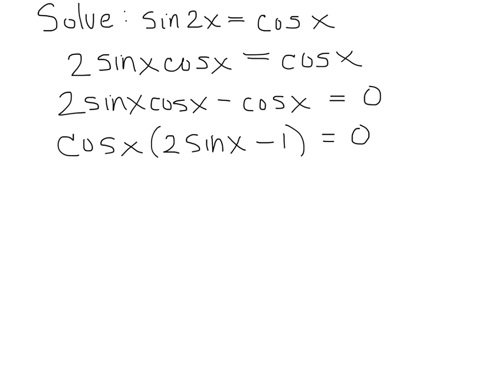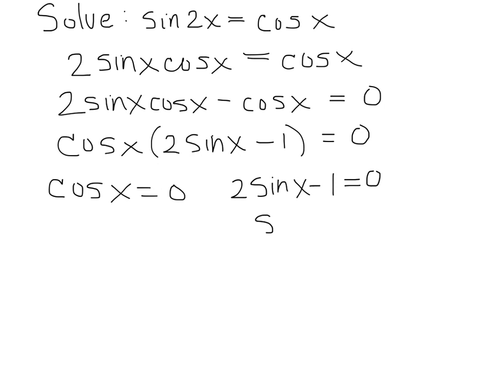Using the zero product property, set each piece to 0. Cosine x equals 0. 2 sine x minus 1 equals 0. Let's finish solving the equation on the right-hand side. By adding 1 and dividing by 2, we get that the sine of x is equal to 1/2. Going back to the left side, cosine of x has to equal 0.